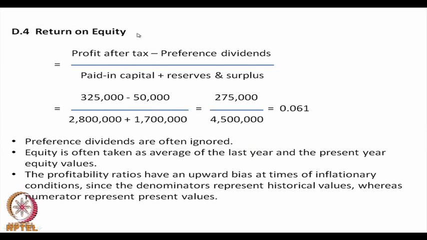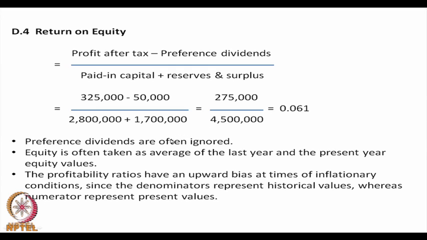Return on equity is the shareholders' money, so their investment amount is paid in capital plus reserves and surplus. This is the total amount, the owner's equity, which is coming as 4,500,000, and what they are actually getting, they are owning. Preference dividends are actually to be given back always, therefore PAT minus preference dividends gives only 275,000. Therefore, what the owner sees is that the return on the total amount they have invested is only 6.1%.